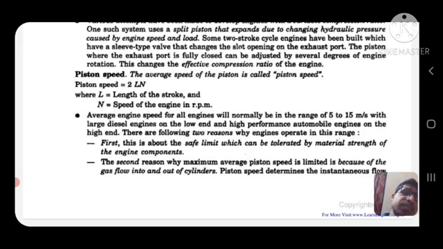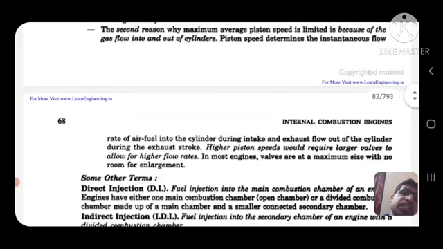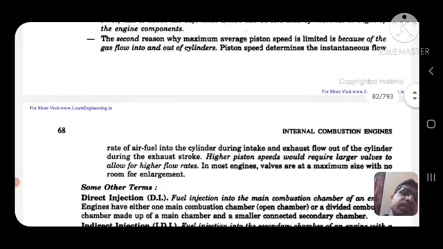There are the following two reasons why engines operate in this range. First, this is about the safe limit which can be tolerated by the material strength of the engine components. The second reason why maximum average piston speed is limited is because of the gas flow.